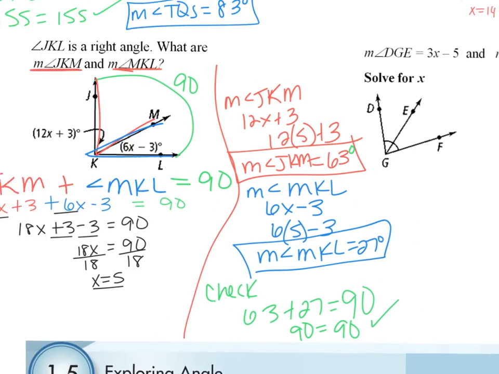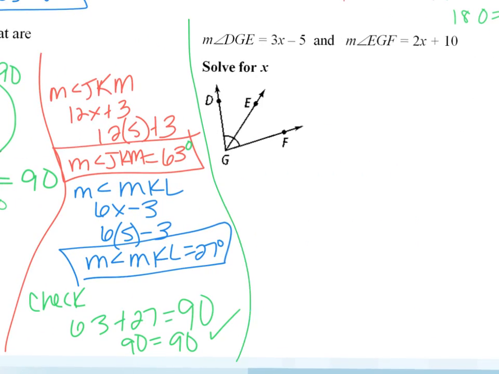Alrighty, last problem. Sorry this video is so long. So we have the measure of DGE equals 3x minus 5. So this is 3x minus 5. And the other one, EGF, is 2x plus 10. This one we just have to solve for x.